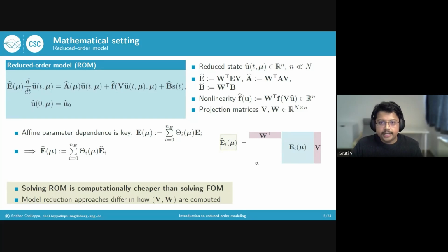Just to also mention here that different projection-based reduced order modeling approaches largely distinguish themselves in how they compute the V and the W. So the V and the W are the key in order to get a good reduced order model. And that's essentially the main formulation of your projection-based reduced order models.